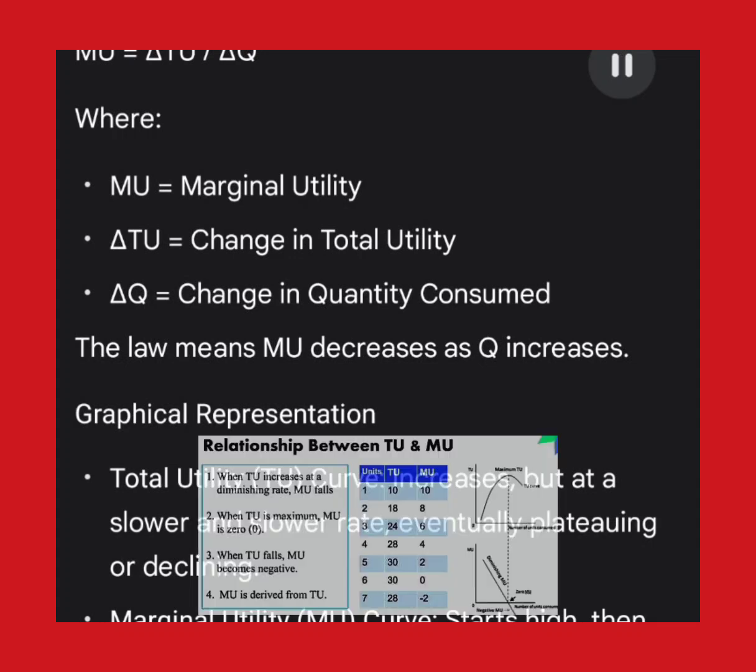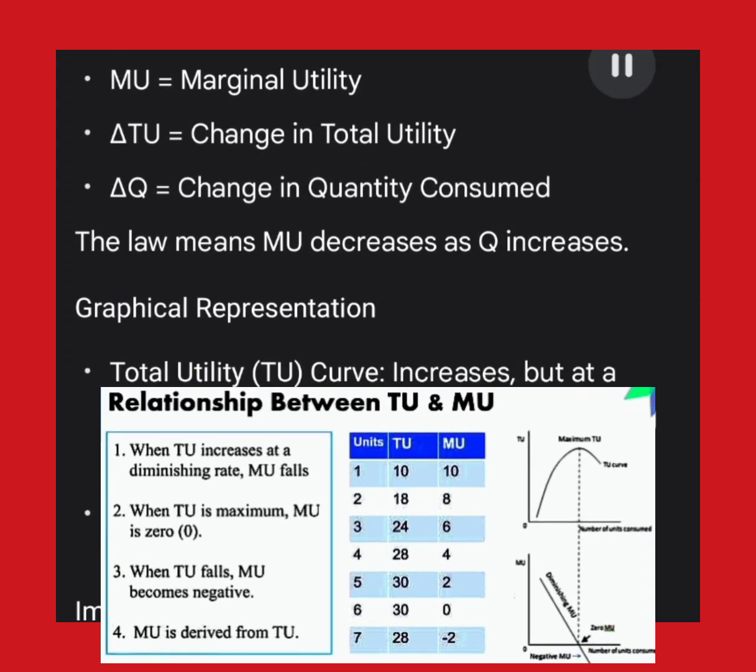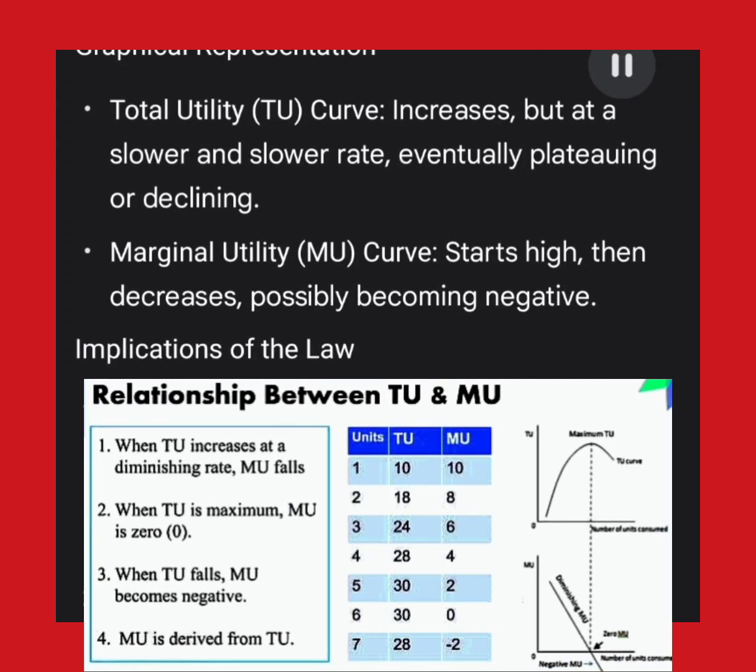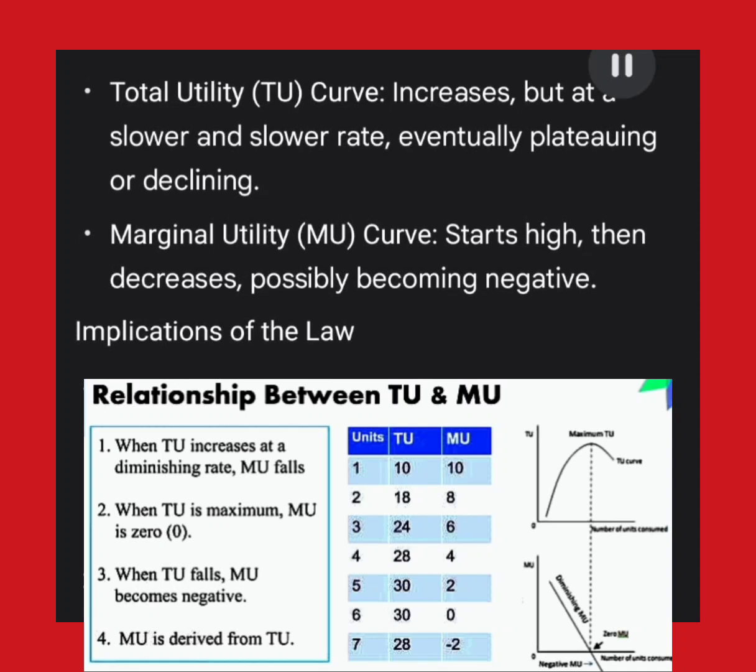Graphical representation. Total utility, TU curve, increases, but at a slower and slower rate, eventually plateauing or declining. Marginal utility, MU curve, starts high, then decreases, possibly becoming negative.